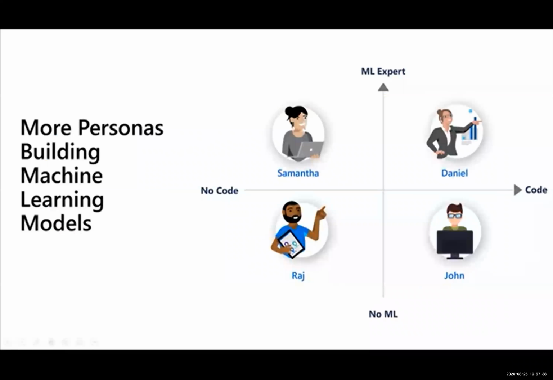So previously you looked at some personas, but let's revisit these personas again and focus on someone like John. John here does not have much machine learning expertise or experience, but he does have some experience with code and he's comfortable working with code.